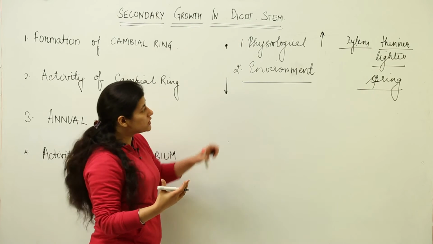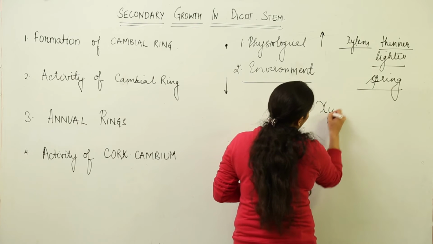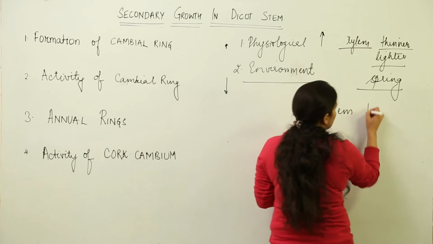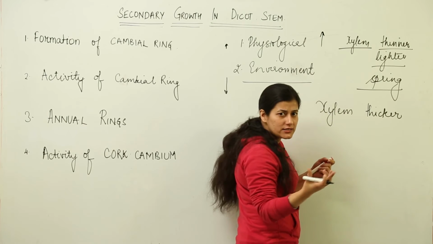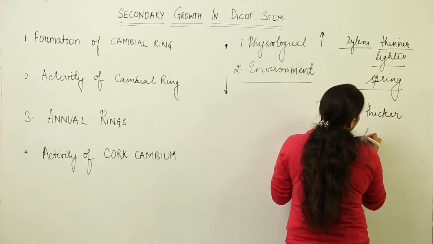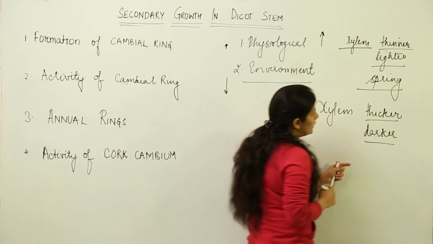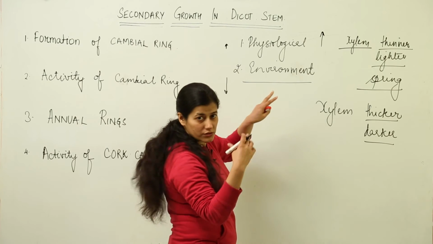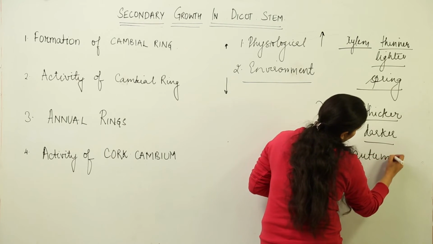When the environment goes unfavorable, the physiological functions are reduced. When they are reduced, the xylem which would be formed will not have greater diameter, because of which its walls would be thicker. It is going to store some sort of tannins in it, and it will be darker in color. Now, I am taking this period when the conditions are not favorable, they are not moderate, as autumn. And not just me, all authors take it that way.